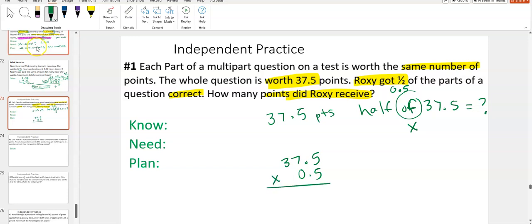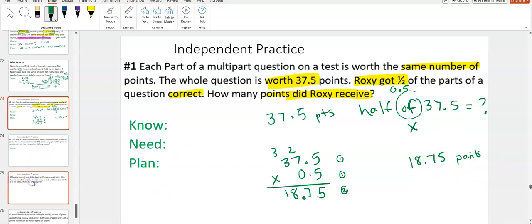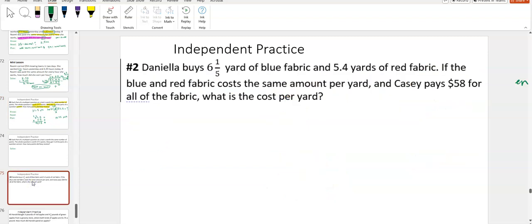Go ahead and multiply that out and come back and check in with us. Once I multiply those two things together, I get 18.75. So Roxy got 18.75 points. All right, let's try one more.